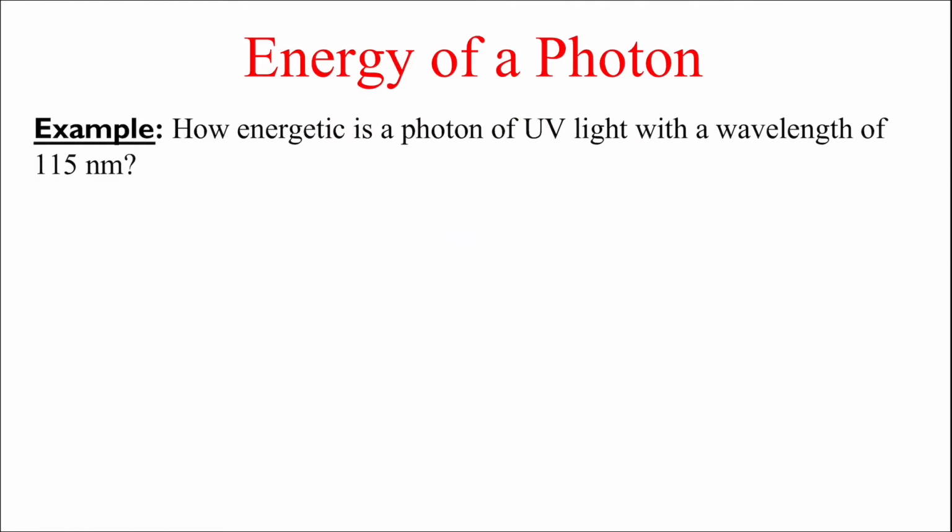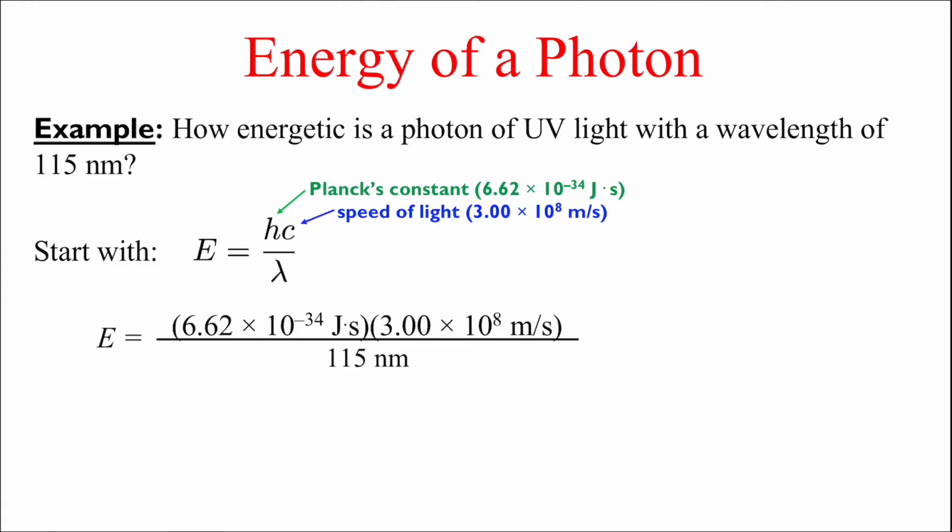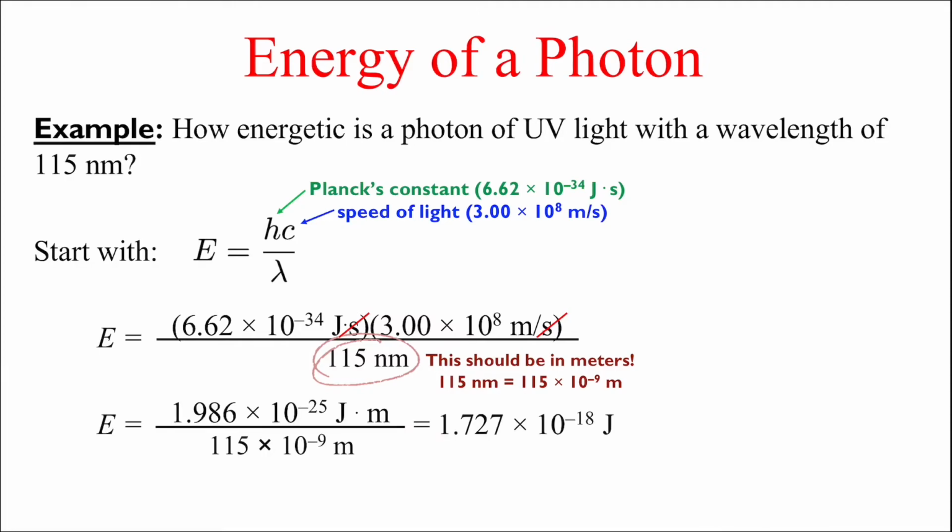We start with E equals hc over lambda. H is Planck's constant and c is the speed of light, and lambda is our given wavelength. So all we need to do is plug in the numbers and do the math. The seconds will cancel on the top of the fraction, but we have to remember that the wavelength has to be in units of meters. So the product of the two terms in the numerator becomes 1.986 times 10 to the power of negative 25 joules times meters, which when divided by 115 times 10 to the power of negative 9 meters gives 1.727 times 10 to the power of negative 18 joules, since we previously canceled out the meters in the previous step.